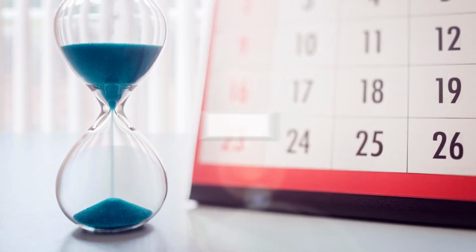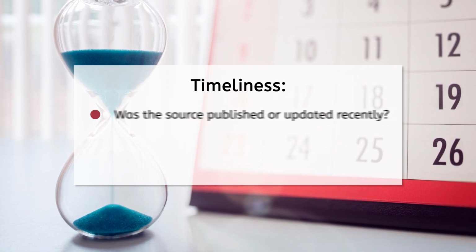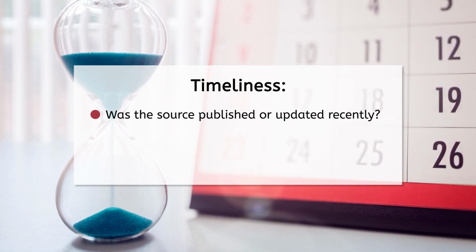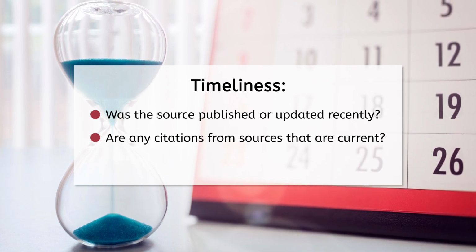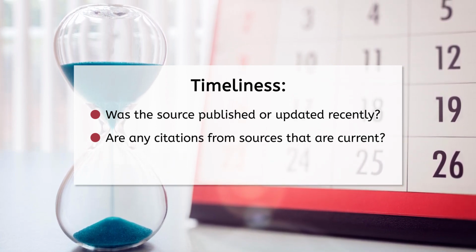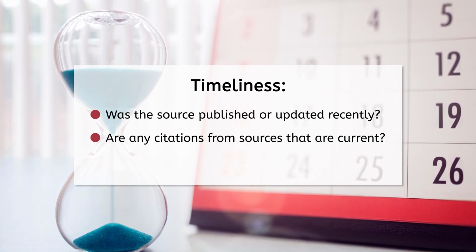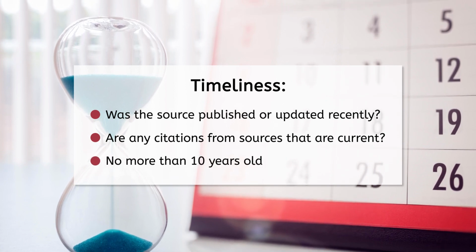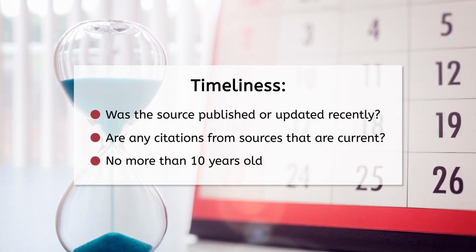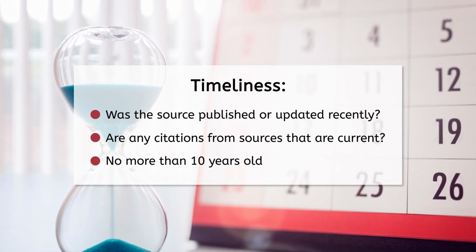The next thing is timeliness. This one is pretty self-explanatory. Was the source published or updated recently? If there are citations, are they from sources that are current or are they out of date? Information about technology changes rapidly, so you'll want to look for sources that are no more than 10 years old. I definitely remember the Trustometer liking that the source I gave it was published so recently.